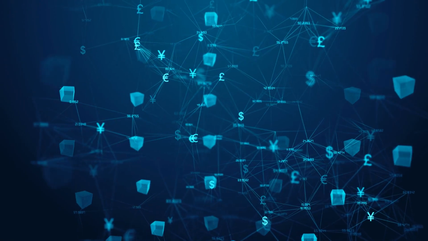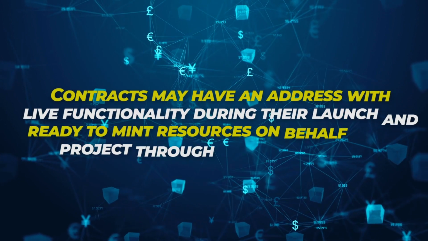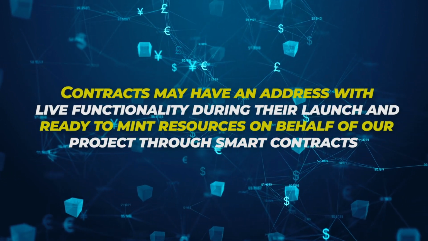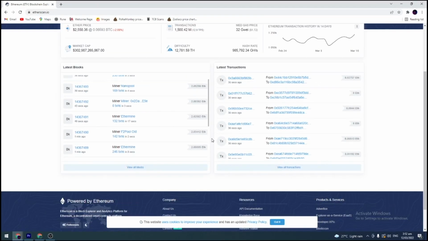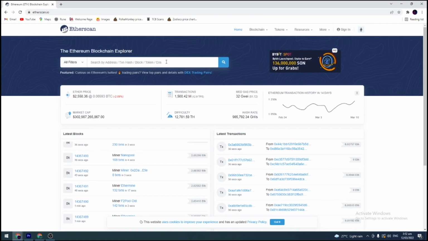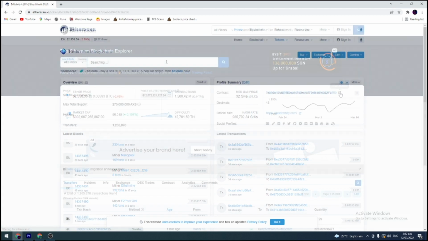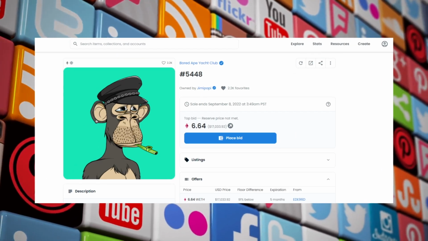To get started, we need the smart contract address. Contracts may have an address with live functionality during their launch and ready to mint resources on behalf of our project through smart contracts. If you don't find the address in time, you can also find it via Etherscan as soon as a new project is launched. Once you find one, you can use Etherscan to search through the contract details and copy it down before attempting to create an NFT. Same thing right here with the Bored Ape Yacht Club.